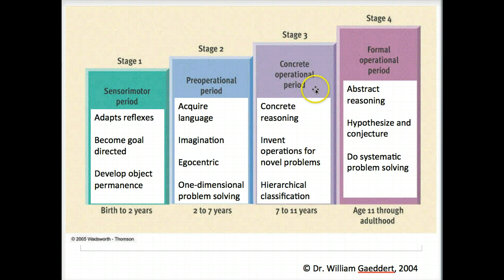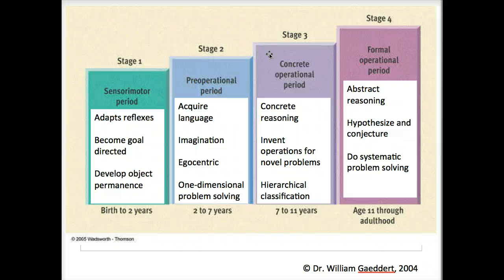Stage 3 then is the concrete operational period, and that's 7 to 11 years, and that's concrete reasoning. So then you're able to actually make concrete assumptions about things. You can invent operations for novel problems, so you can actually think outside of the simple problem solving that you did before. And you also tend to start to do hierarchical classifications. You can say that there are multiple things that fit into a certain category in your brain.